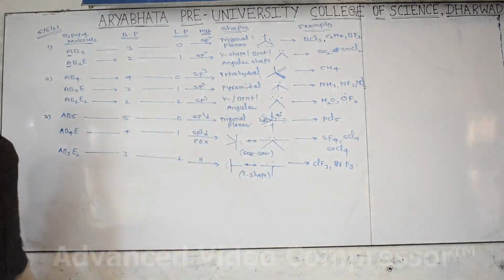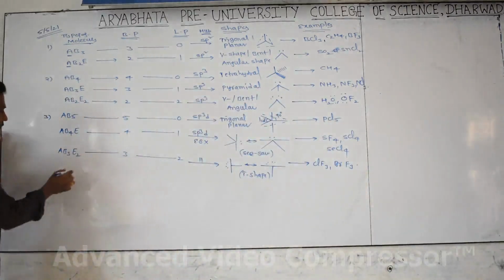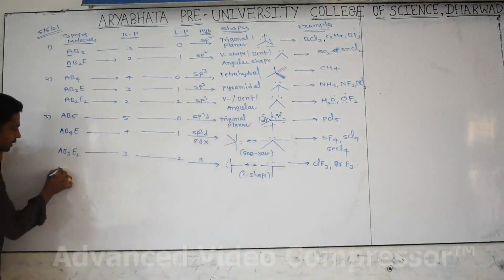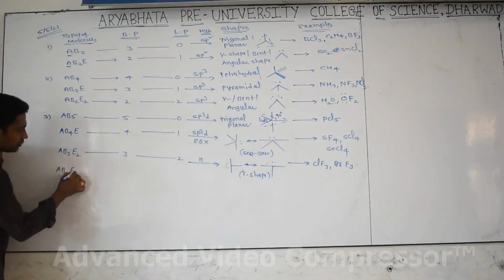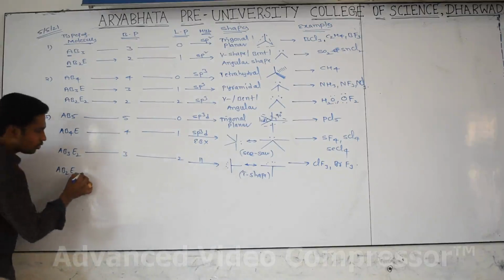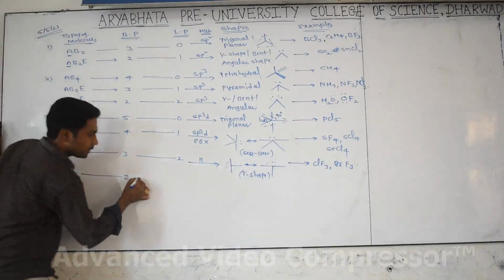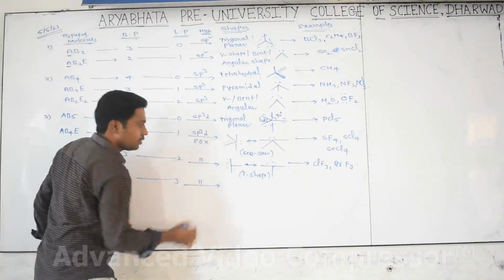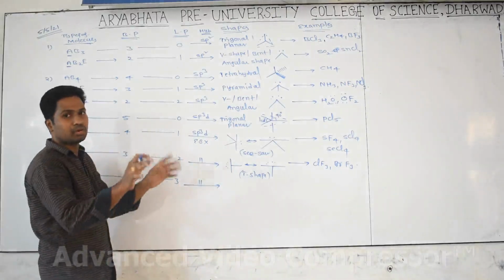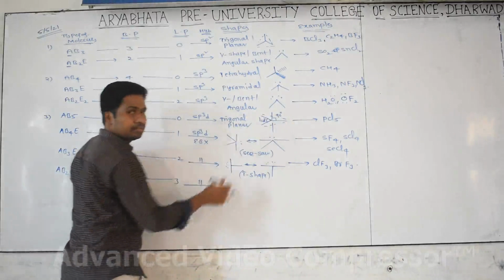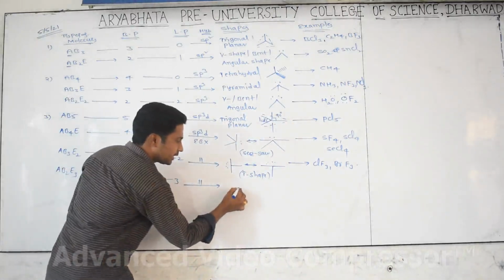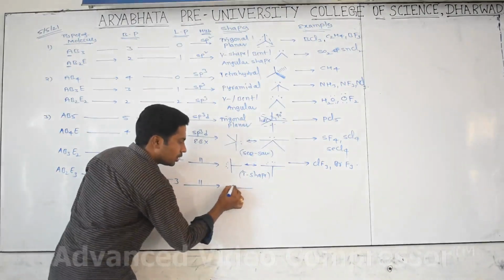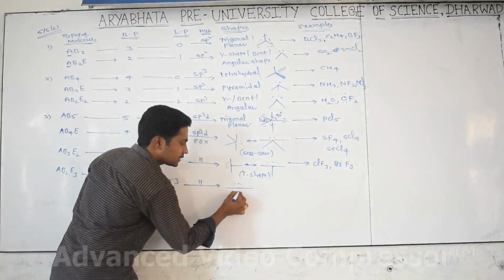And one more thing we can see is the AB2E3 molecule. What is the meaning of AB2E3? 2 bond pairs and 3 lone pairs. Which hybridization? sp3d. What should we do? Cut all equatorial bonds: 1, 2, 3. After that, which shape are you getting? Central atom, above bond, below bond. After that, 3 lone pairs are coming.